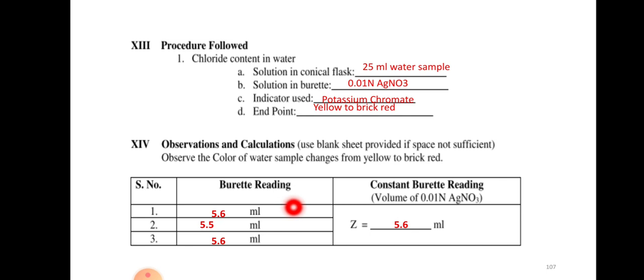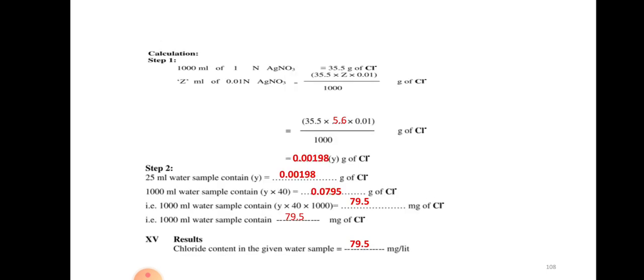This is your observation table, burette reading and constant. We are going to take 3 different samples and follow the same procedure. Whatever reading we get, we note it down. First I got 5.6, second 5.5, third 5.6, and the average of these 3 is 5.6. So we use the average of these 3 readings for the calculation.